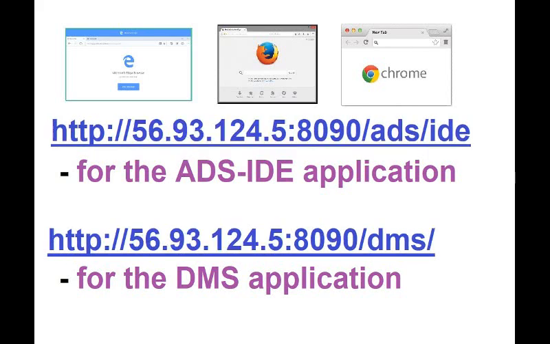On the other hand, if the Java application server is running on another machine, for example with the following IP address on port 8090, point your web browser to the following URLs.